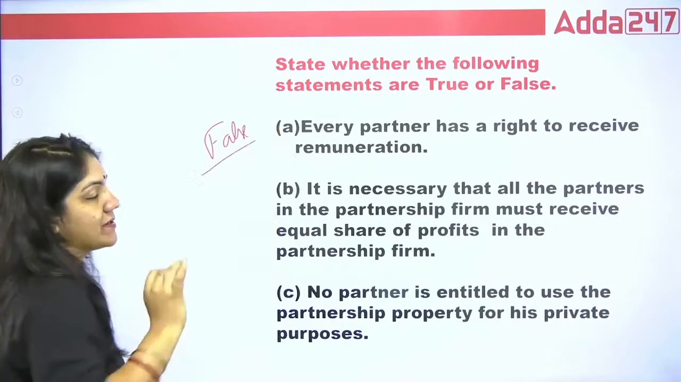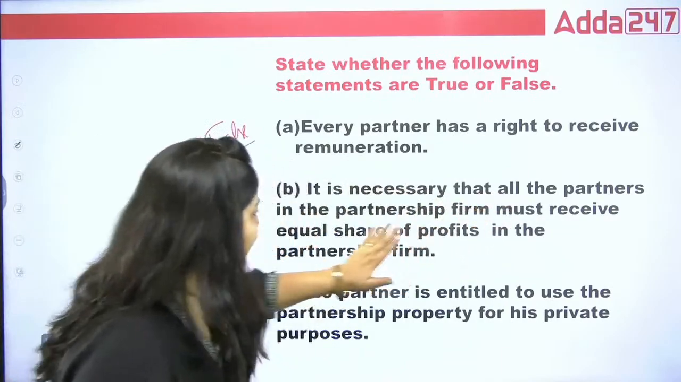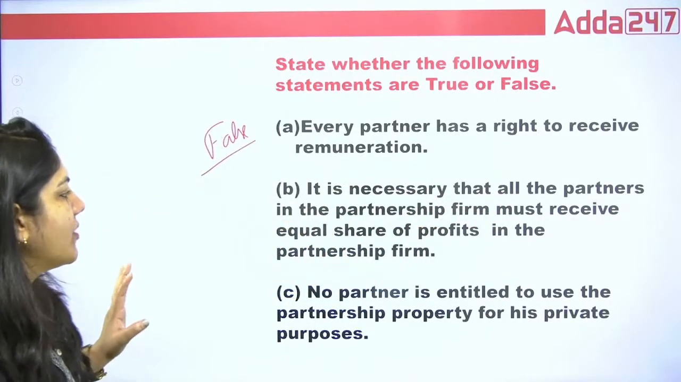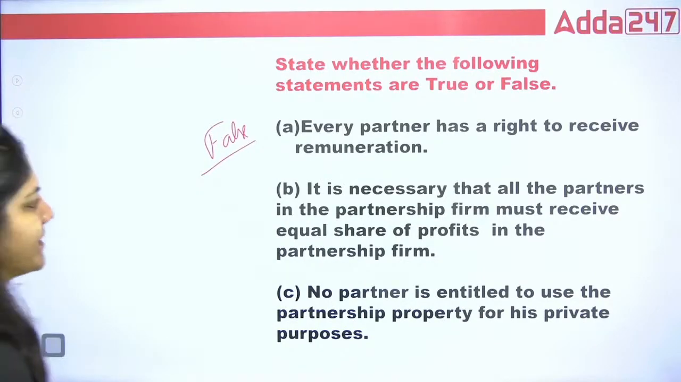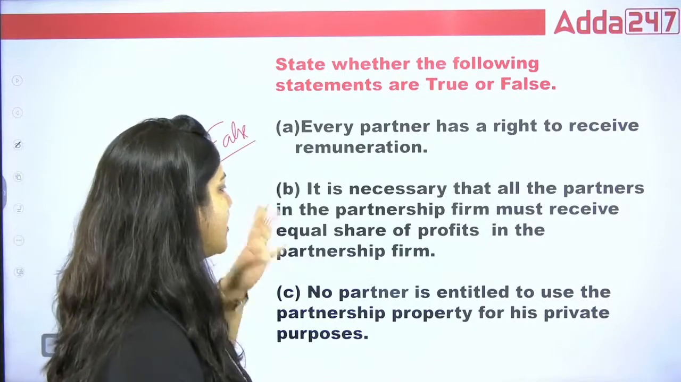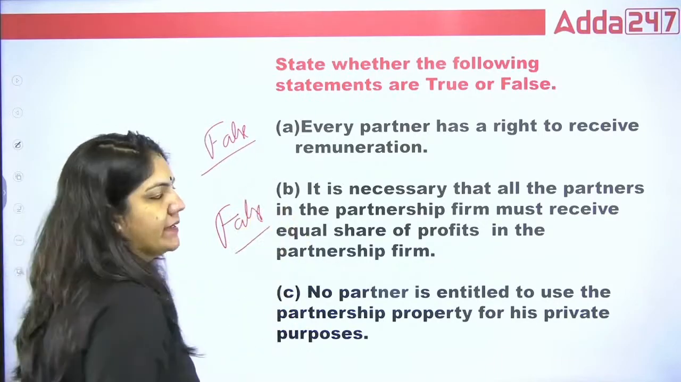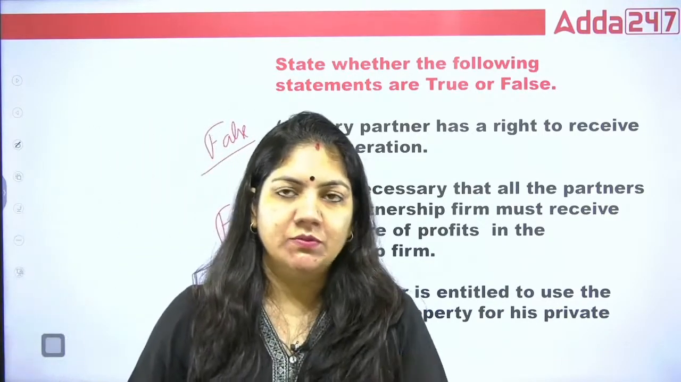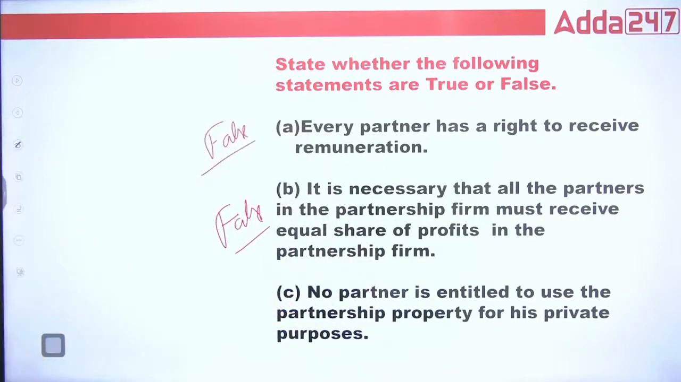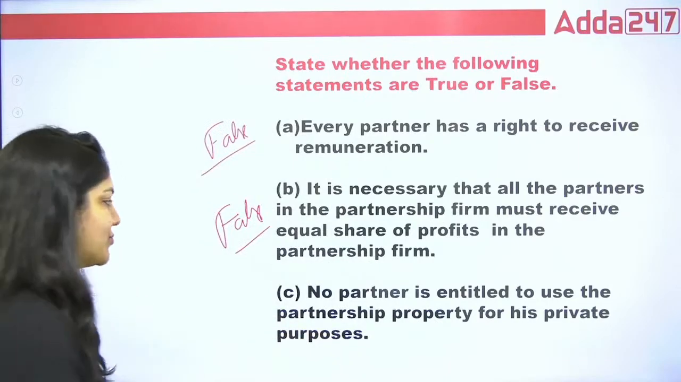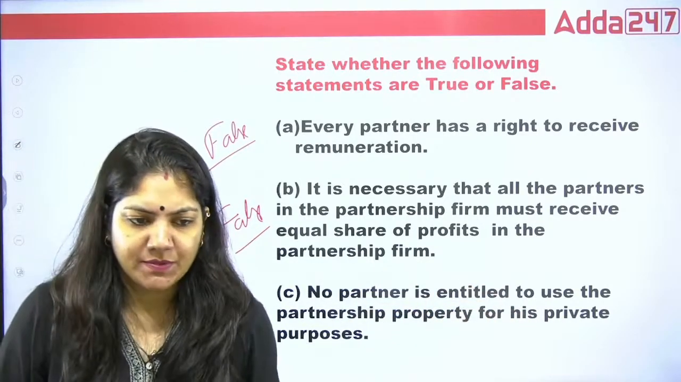Because a partner takes only the profit. It is necessary that all the partners in the partnership firm must receive an equal share in the profit of the partnership firm. Is that true, guys? The answer is false, because it may be possible that some partner is investing more, so he will take more profit. No partner is entitled to use the partnership property for his private purpose. That is true, because every partner has to use the partnership property only for the business purpose.